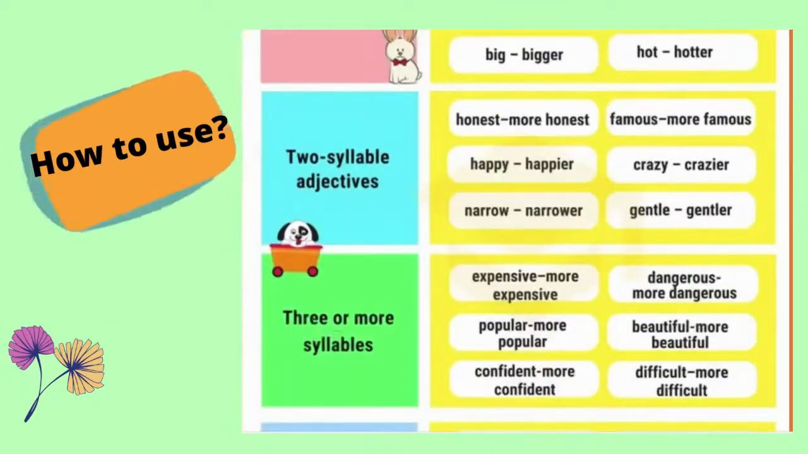Three or more syllables. What does that mean? Here we have expensive. This is similar to the example that I shared with you a few minutes ago. Because it has three syllables, we add more: more expensive. And the same thing with dangerous. Dangerous. So it will be more dangerous.